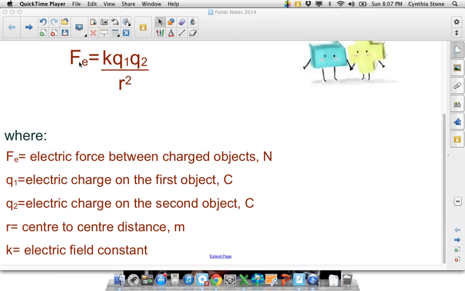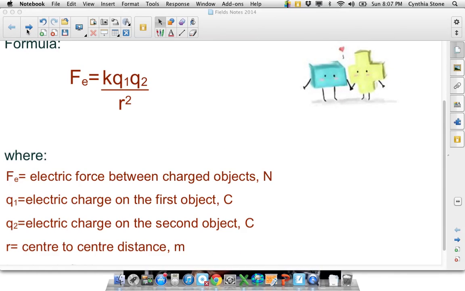So this is the electric force between 2 objects that have electric charge. Okay, and the 2 objects, one of them has an electric charge of q1, and the second one has an electric charge of q2. And then it's divided by the square of the distance between them. Okay, and again, it's a center to center distance. And I said again because you've used this before, right? And hopefully you're thinking about that right now.